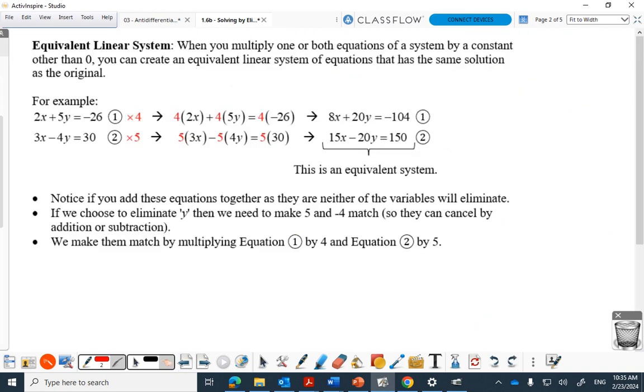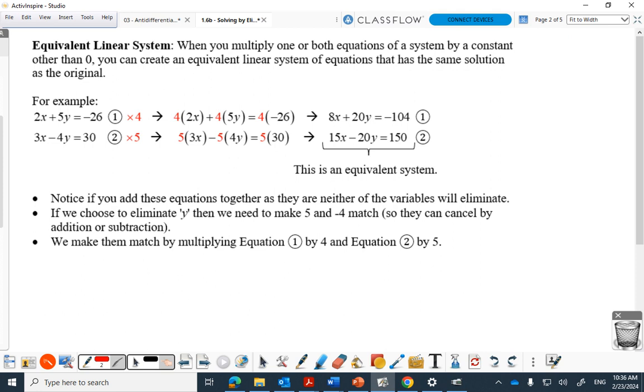It shows you all the steps, so you can look back and go, here's a nice typed up one. But let's look at what they did in this one. This one's a little tougher than the one we just did. They looked at 2x plus 5y equals negative 26 and 3x minus 4y equals 30. They chose 4 and 5. Let's make sure it works and then use that to help us make our decisions.